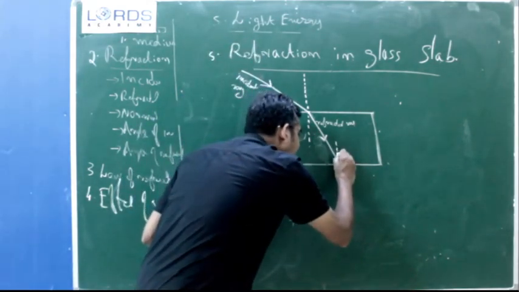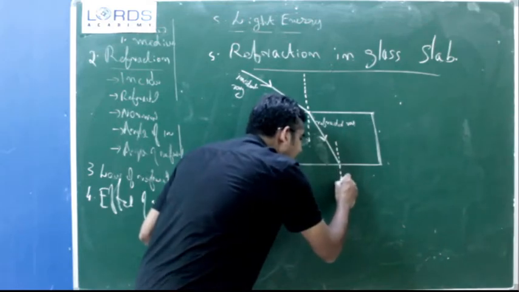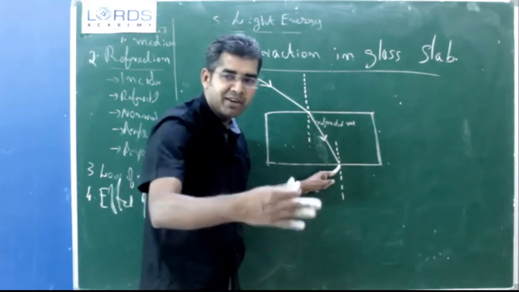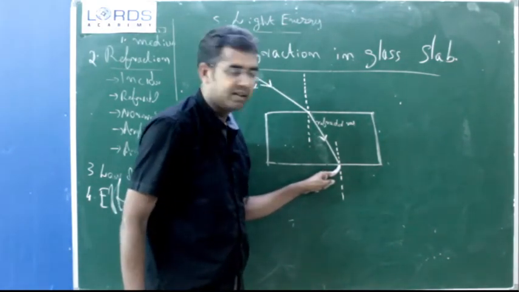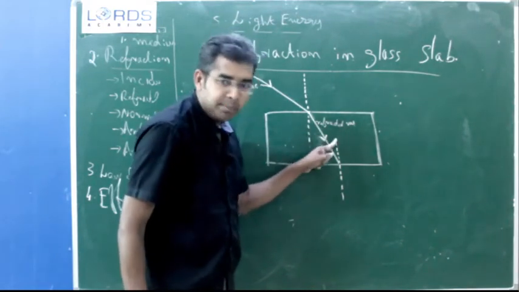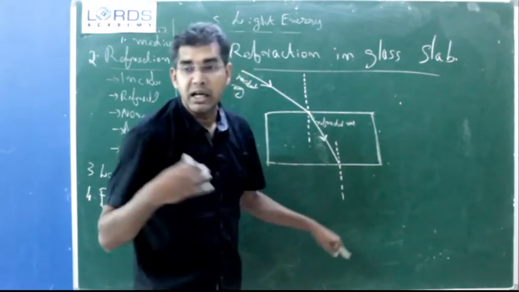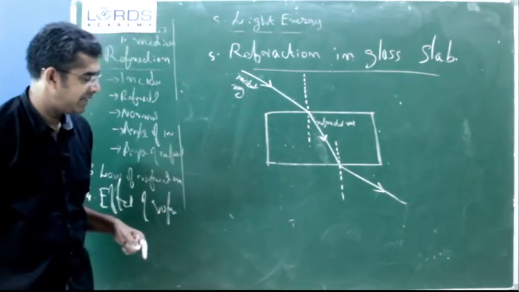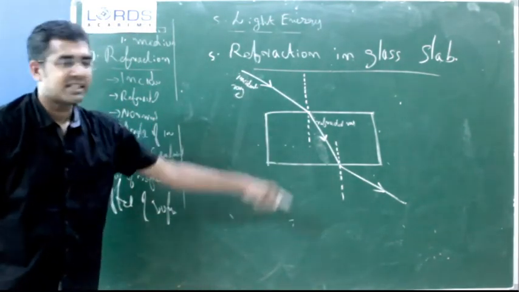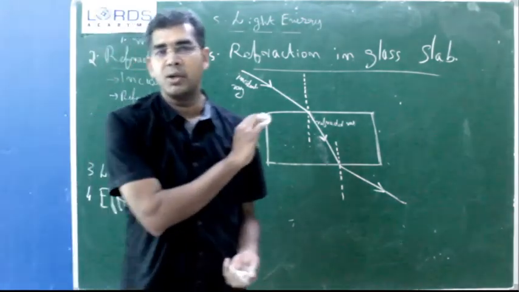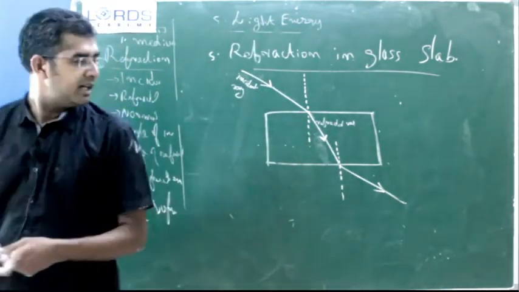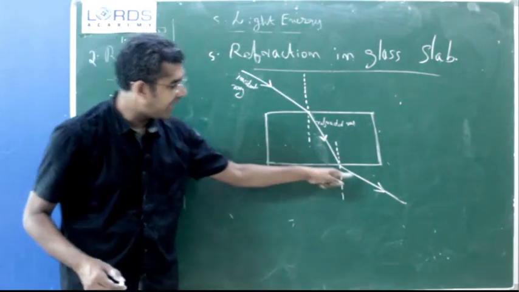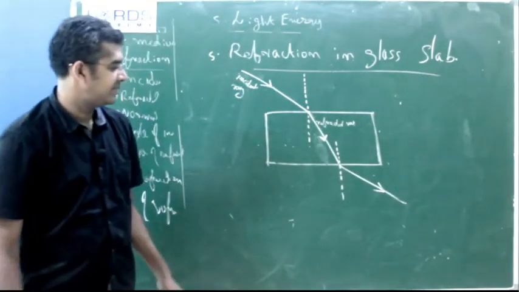So this is also a point of incidence. We can draw a normal. So will the ray come closer or go away? Away, because it is from glass to air, denser to rarer. So it will move away. Are you with me? Yes. This is the refraction in glass slab. You have to draw this picture. If somebody asks about refraction in glass slab, the incident ray will come close to the normal, and again it will deviate away.